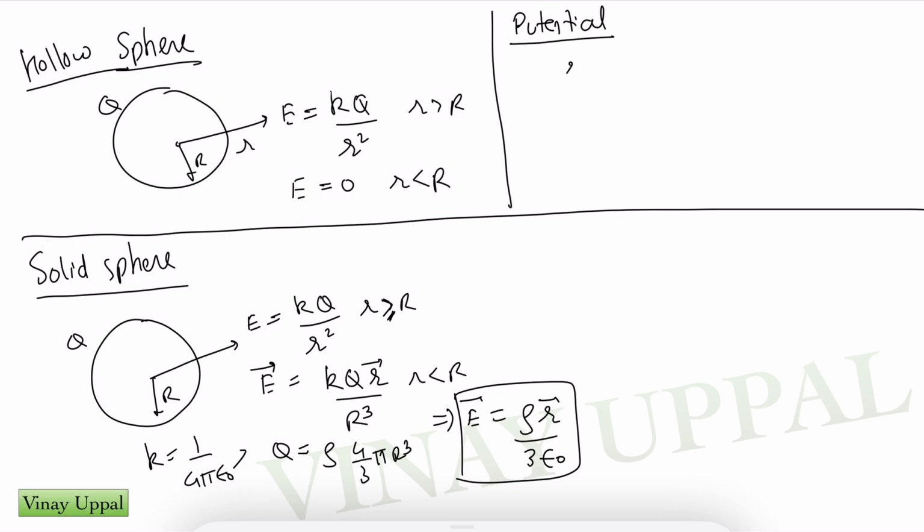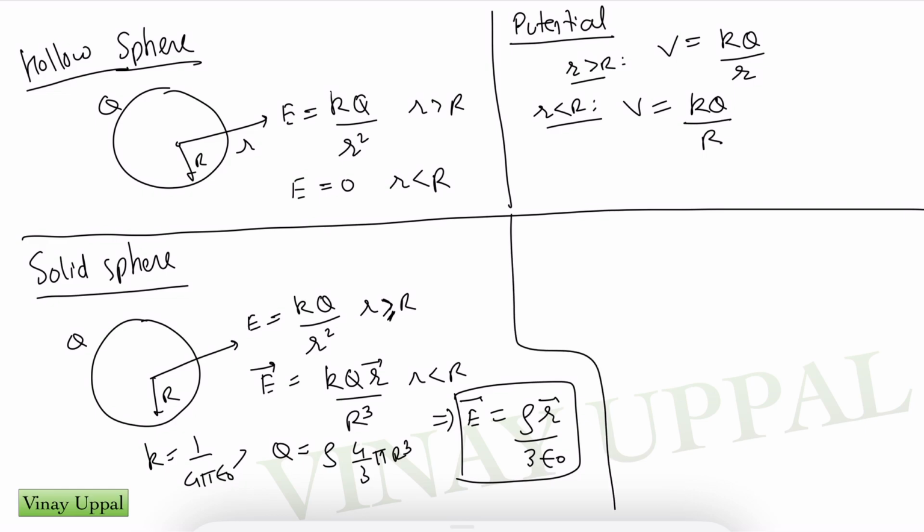For the hollow sphere, for r greater than R, the potential is simply kq by r, and for r less than R, the potential will be a constant because the electric field is 0. So whatever the potential is on the surface will also be everywhere inside the hollow sphere.